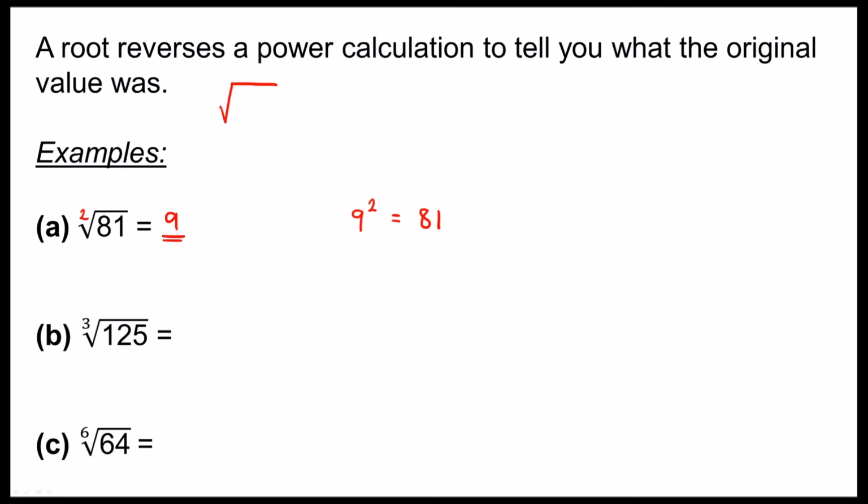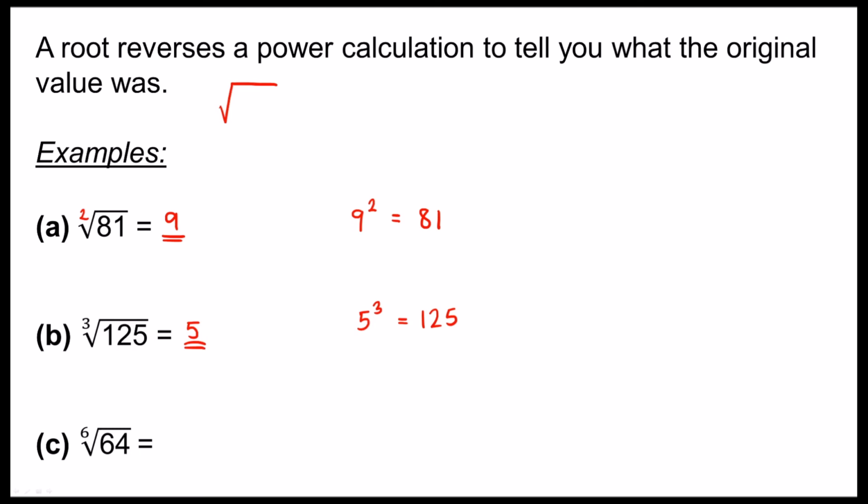In my second example, it's asking me to work out the cube root of 125. This means that something to the power of 3 gives me an answer of 125. Again, looking at my answers from the previous section, I can see that 5 to the power of 3, or 5 cubed, gives me an answer of 125. Therefore, my answer is 5.